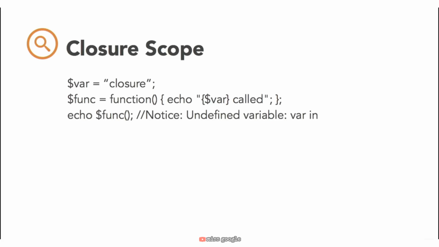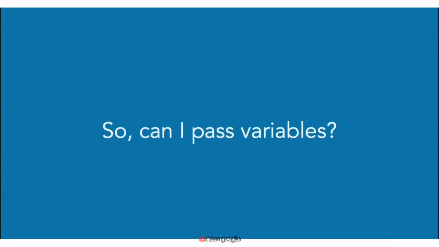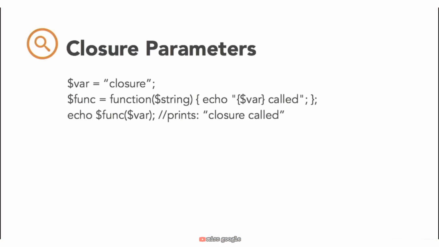Well, if a closure doesn't know of anything outside itself, can we pass in variables to a closure? So yes, you can pass a variable into a closure. You can add the variable to the function definition, much like you probably expect, and just pass it in.